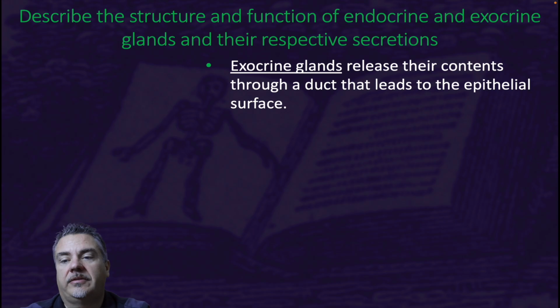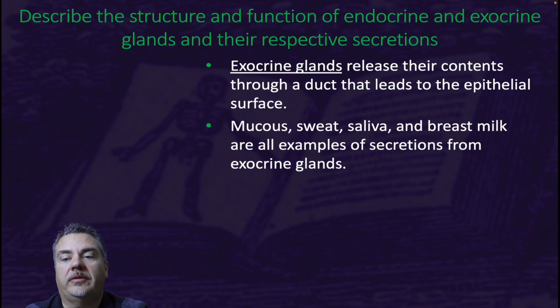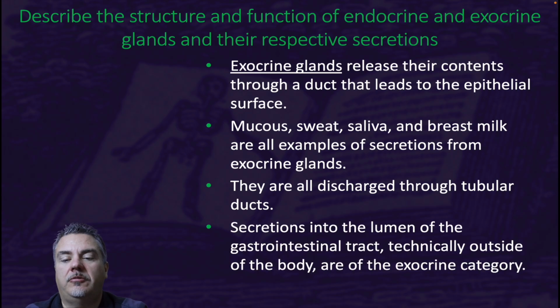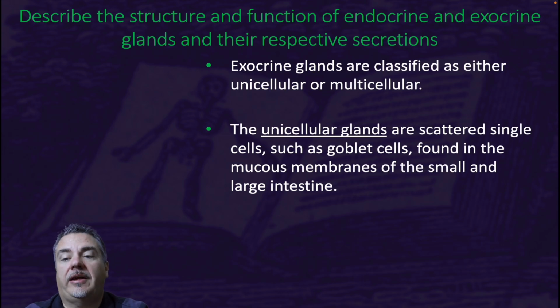Exocrine glands release their contents through a duct that leads to the epithelial surface. Mucus, sweat, saliva, and breast milk are all examples of secretions from exocrine glands. They are all discharged through tubular ducts. Secretions into the lumen of the gastrointestinal tract, technically outside of the body, are of the exocrine category. Exocrine glands are classified as either unicellular or multicellular.